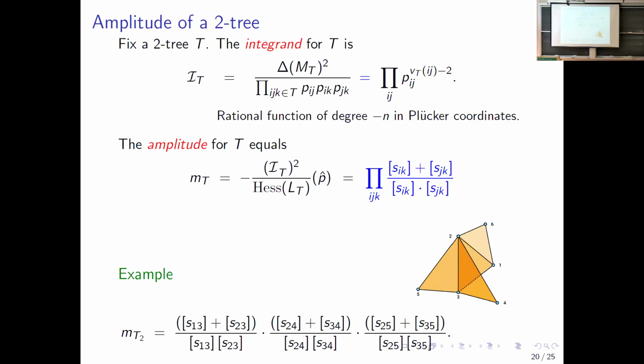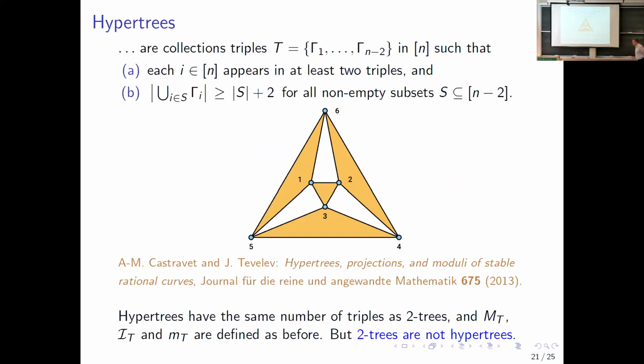Okay, now what I'd like to do in the last 3-4 slides, I'm going to shift gears. So now I'm going to talk about a different notion of tree. I'm going to replace the 2-trees by something that sounds very similar, but is fundamentally different. And those are the so-called hypertrees.